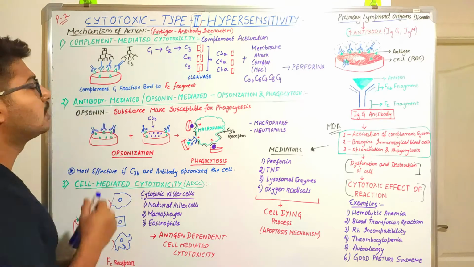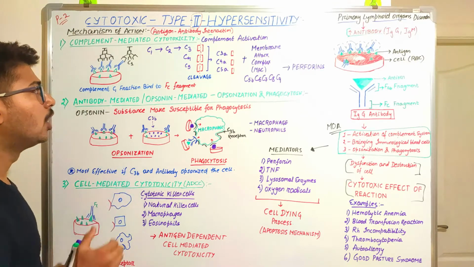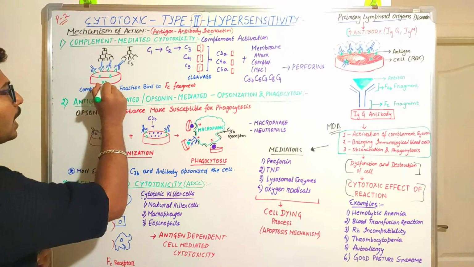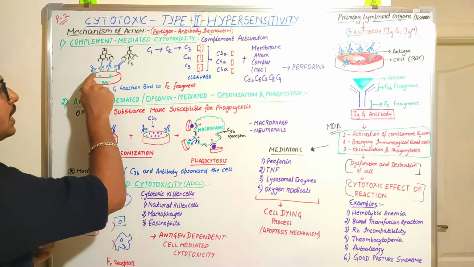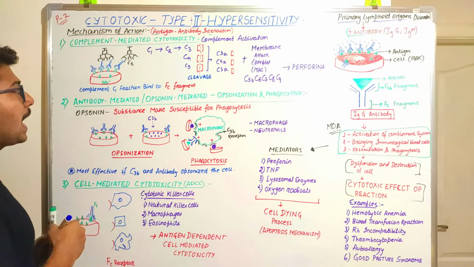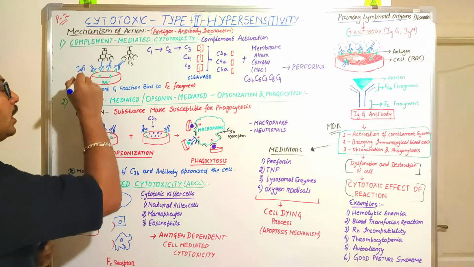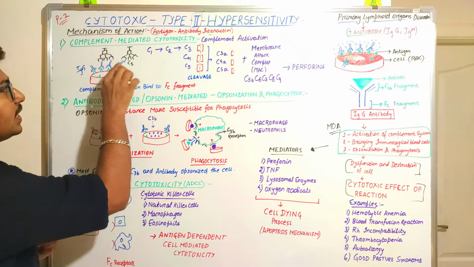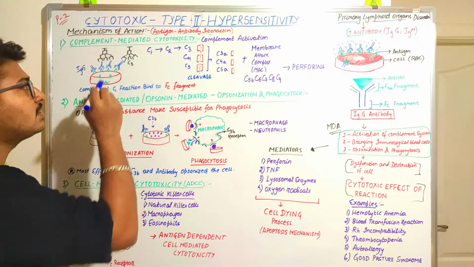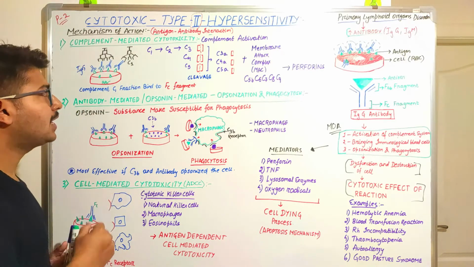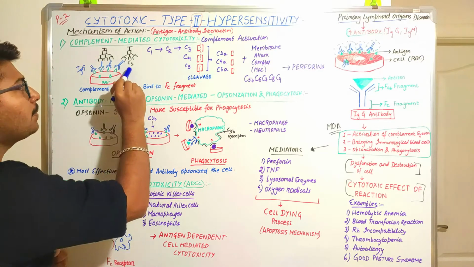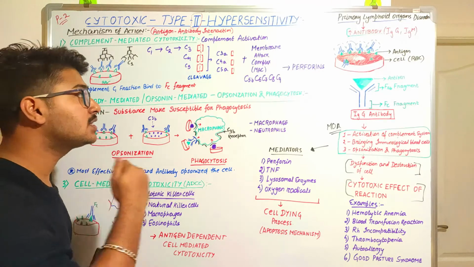So let's see first the complement mediated cytotoxicity. This is an example of an RBC. On the surface of it there are antigens present, and the antibody IgG is bound to the antigens. When this complex structure is present, there will be activation of some components in the blood plasma. These are nothing but the complement components, which will be mediating the cytotoxicity reaction.